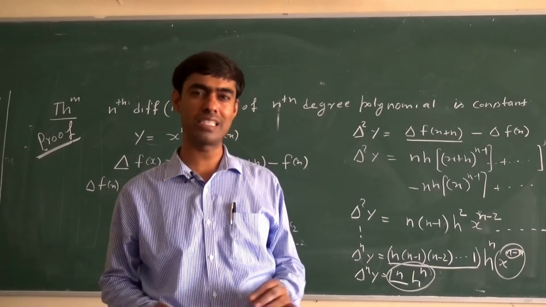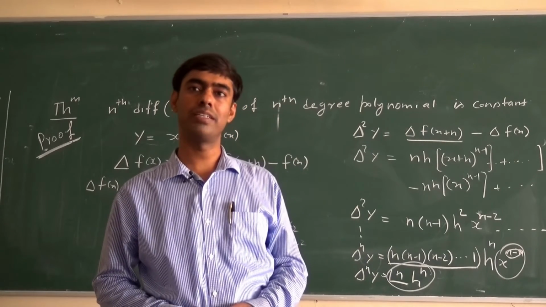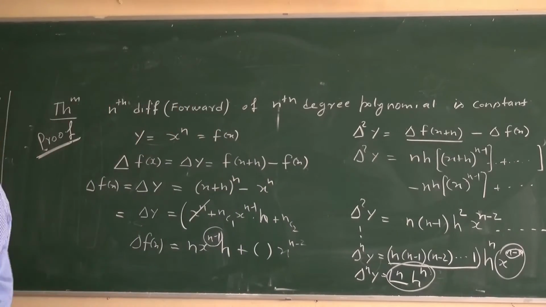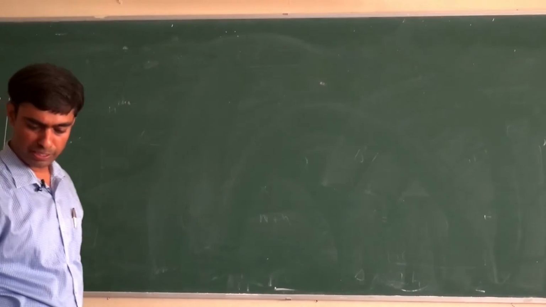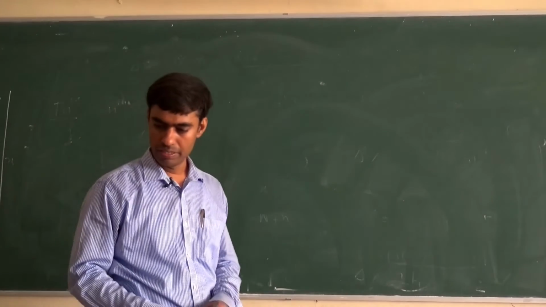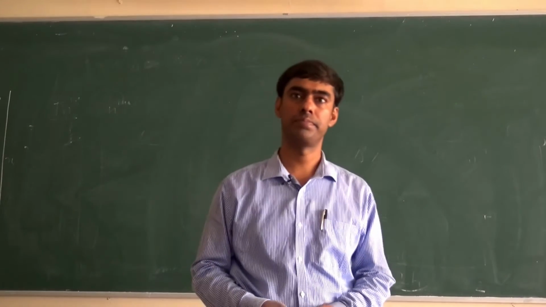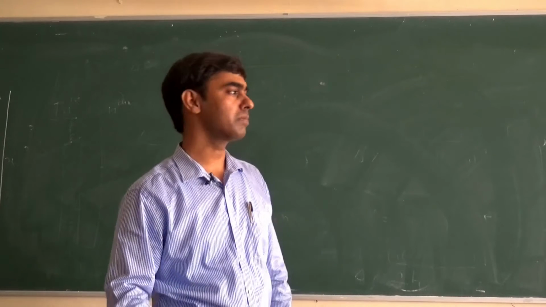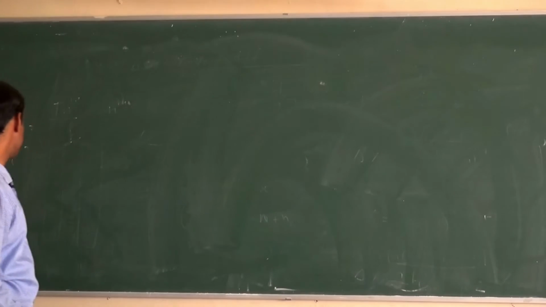Now we use the result of this theorem. How do we use this result? We try to find the missing terms. So how do we find the missing terms? What is the meaning of a missing term?